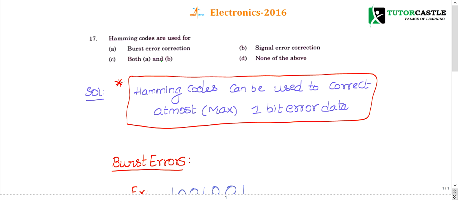Question number 17. Hamming codes are used for: option A, burst error correction; option B, single error correction; option C, both A and B; option D, none of the above. So let us see this question. This question is very simple and straightforward.